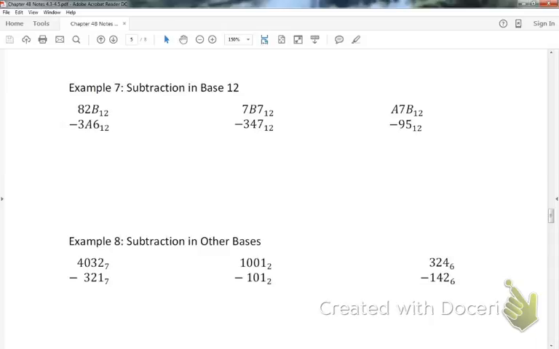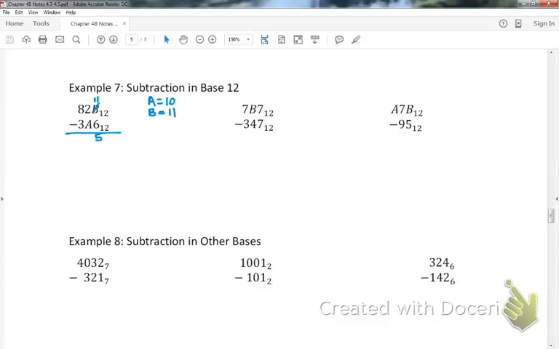So if we look at this first example in example 7, we have 8-2b in base 12, and we're subtracting 3a6 in base 12. Okay, if we look at this, again, keep in mind we know that a is equal to 10. We know that b is equal to 11 in base 12. So b is really 11. So a lot of times I'll write that to myself because now I know b is 11. 11 minus 6, we can do that subtraction. So 11 minus 6 is just 5.